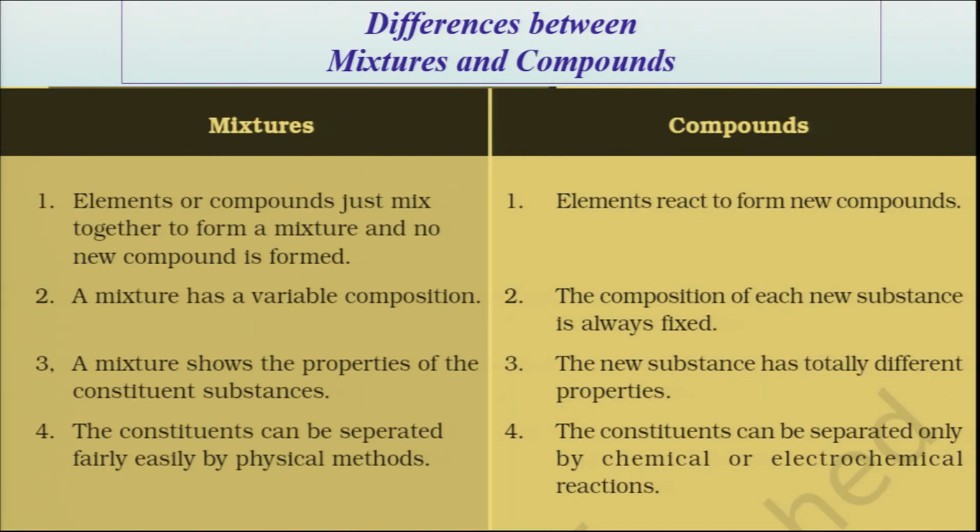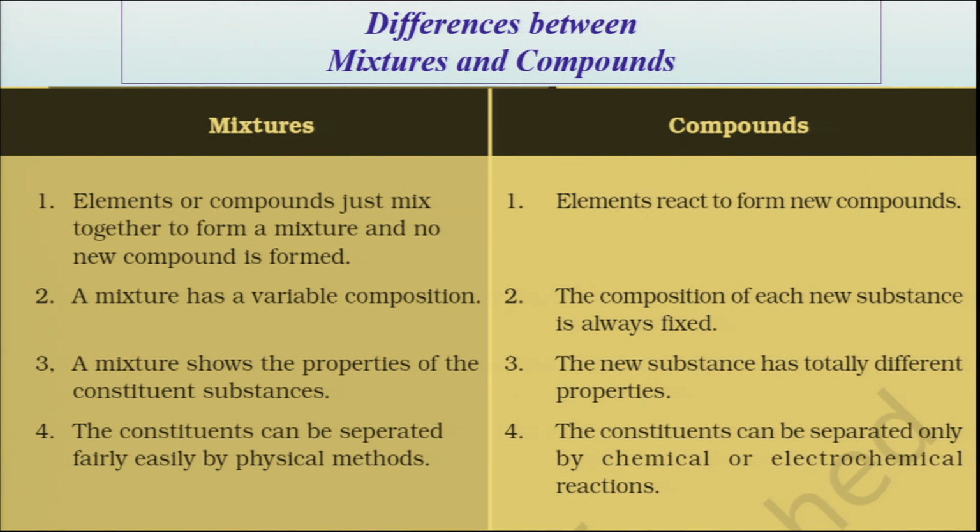Elements or compounds just mix together to form a mixture, and no new compound is formed in the case of a mixture. But when elements react, or a chemical change takes place, then we get a new compound. Coming to the second point, a mixture has variable composition. They can be taken in any random proportion. Whereas the composition of each new substance that we get in a chemical reaction or during chemical change is always fixed.